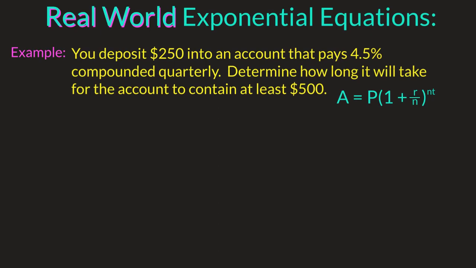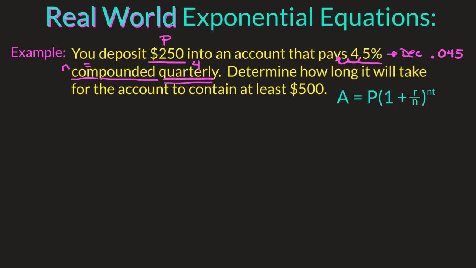So you deposit $250. This would be our initial deposit, so that would be our P, into an account that pays 4.5%. Now that's a percent. Remember, you need to turn that into a decimal. So you can move this decimal to the left 2 places, giving us 0.045. Compounded quarterly. The word compounded is the big giveaway that you're going to use that's our n. Quarterly means how often it occurs within 1 year. So quarterly means 4. So our n will equal 4.